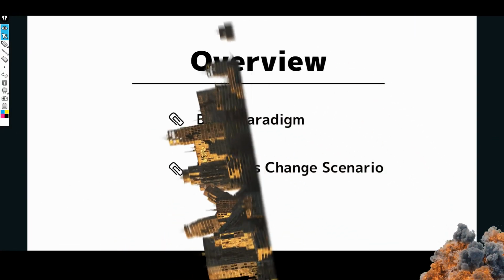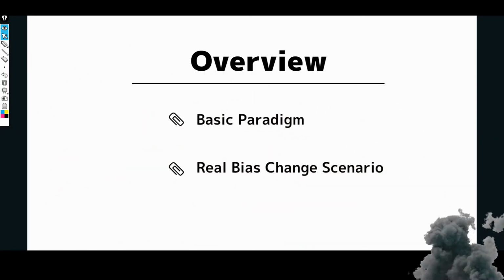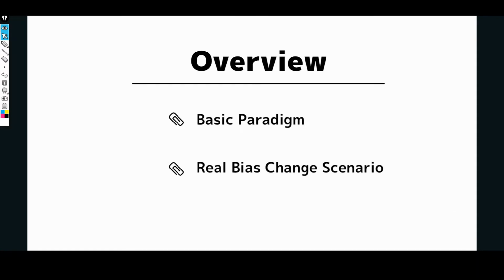Okay, here's a lesson overview. First I'll be going over the basic paradigm of bias changes with new pivot strength, and moreover how to trade these bias changes. And then I'll go on to a real bias change scenario. In this section I'll be explaining a change in bias through new pivot strength that actually happened on the NZD-USD pair.